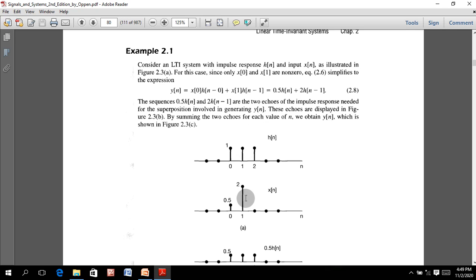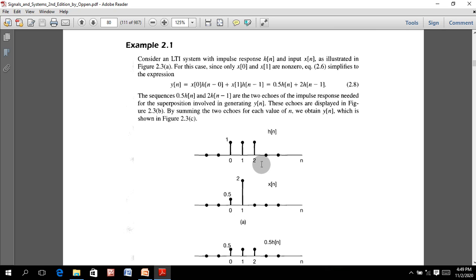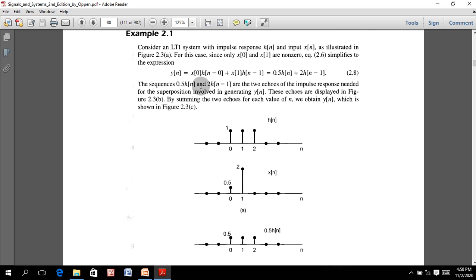Okay, and for value 2 we will get h of n minus 2 and x of 2. But as we already know, at x of 2 the x of n value is not present, so we will get only these three values. Okay, so we can write this in a matrix format.